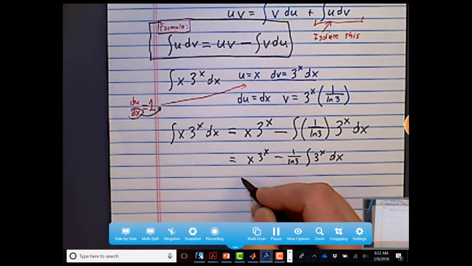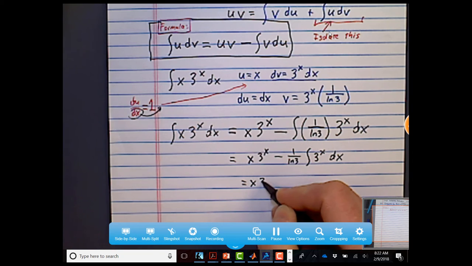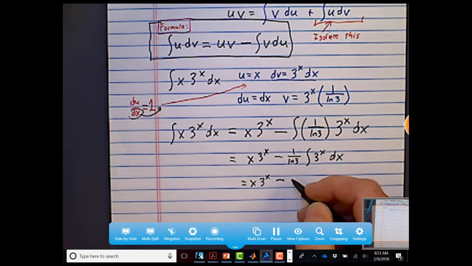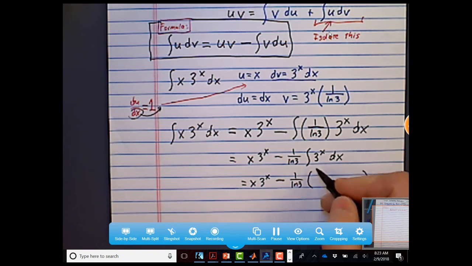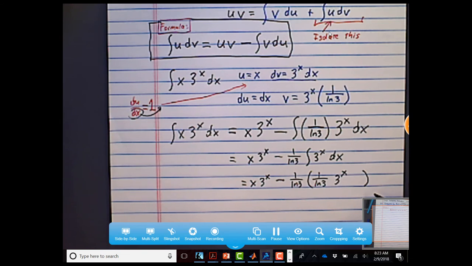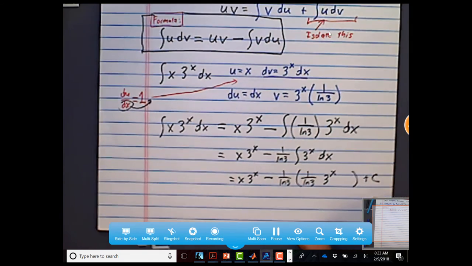So what do we get? We get x times 3 to the x minus 1 over the natural log of 3 times, now what is this integral? The integral of 3 to the x dx is 1 over natural log of 3, 3 to the x, plus c. So there's an answer.